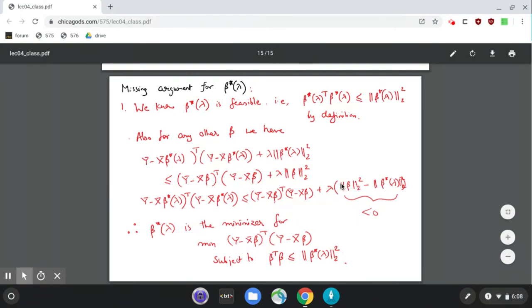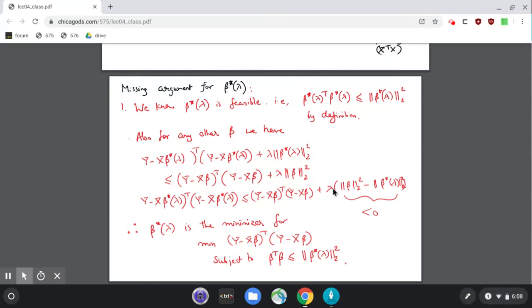But you can see that the 2 norm of beta square minus the 2 norm of beta star lambda square, that difference, is actually less than or equal to 0. Why is that? Because of the constraint in the second problem. So this term is going to be less than 0 as long as lambda is positive, and we assume lambda is positive. We want to trade off two things: how well beta fits the data, and how small beta is in terms of the 2 norm square.